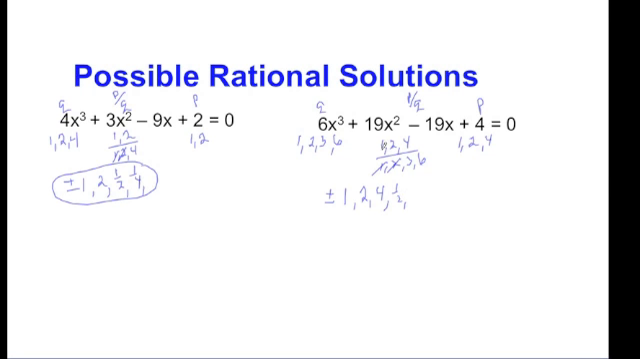Now the 3. 1 divided by 3 is 1/3. 2 divided by 3 is 2/3. 4 divided by 3 is 4/3. We're done with the 3. Now the 6. 1 divided by 6 is 1/6. 2 divided by 6 is 1/3. 4 divided by 6 is 2/3. So these are the possible rational solutions.